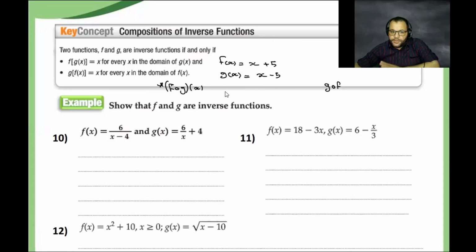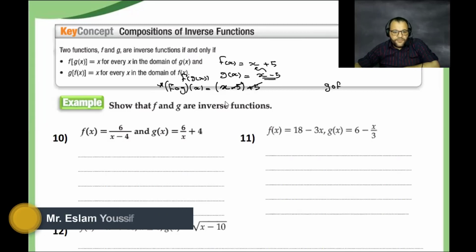If you find that f o g of x equals x minus 5 plus 5, I will just use f of g of x. What is g of x? g of x equals x minus 5. So I will replace x with x minus 5, so it will be x minus 5 plus 5. We can cancel the negative 5 and the positive 5, so the answer now will be x.